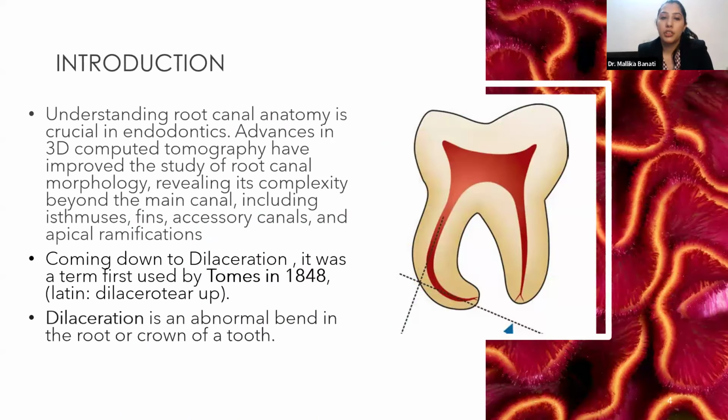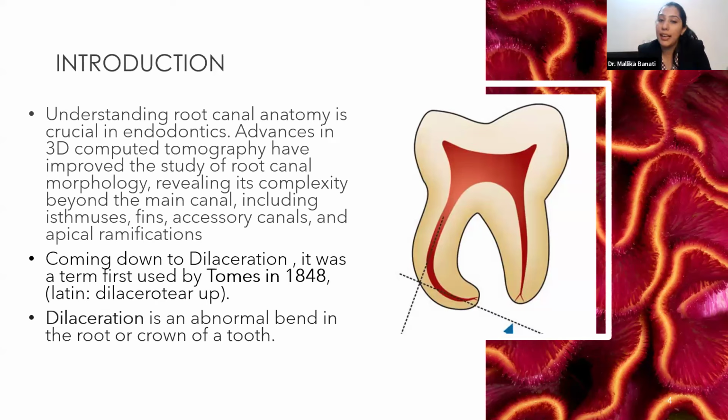So, coming to an introduction, understanding root canal anatomy is crucial in endodontics. Why is that? Because now we have advanced CBCTs for the study of morphology, revealing the complexity, which includes accessory canals, isthmuses, and fins. Earlier, we would just take up one tooth, dig it up, clean it up, and fill it back. Now that we have CBCTs, that is why in the position statement of the AAE, CBCT is mandatory before and after every root canal.